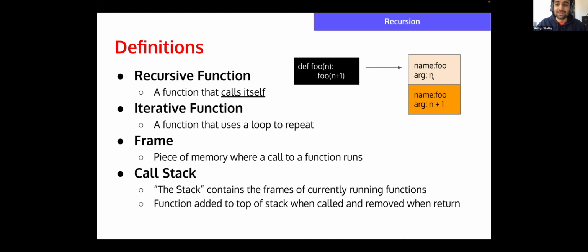So here we can see that foo with the argument n ends up calling foo with the argument n+1. And this frame right here is now the current frame of the stack. And when it returns, this will be the current frame of the stack. So it just pushes and pops like a normal stack that you'd be familiar with.